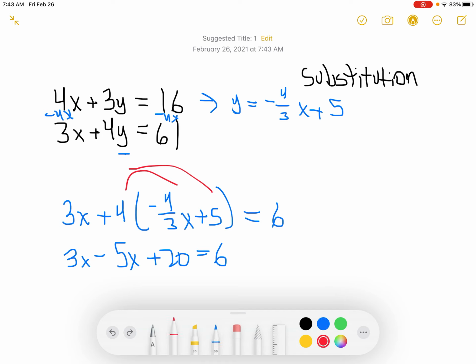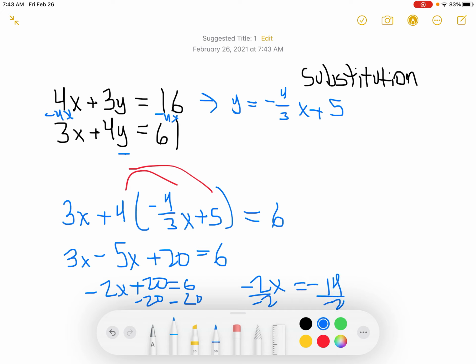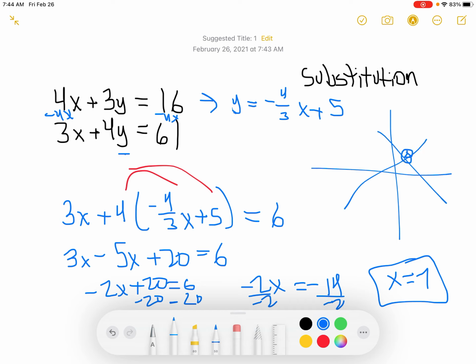So we can combine like terms. 3x minus 5x is negative 2x. Plus 20 equals 6. You subtract 20, and then you get negative 2x equals negative 14. Divide by negative 2, and then you get x is 7. Because negative divided by a negative is a positive. So we know the x, but we still have to know the y, because we need to have both coordinates to know where on a graph these two lines would connect.